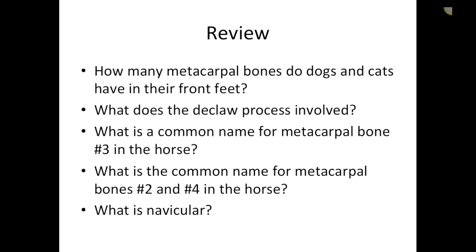So review, how many metacarpal bones do dogs and cats have in their front feet? What does the declaw process involve? What is a common name for metacarpal bone number 3 in the horse? And what is the common name for metacarpal bones 2 and 4 in the horse? And what's navicular? Navicular is that condition I was just explaining.